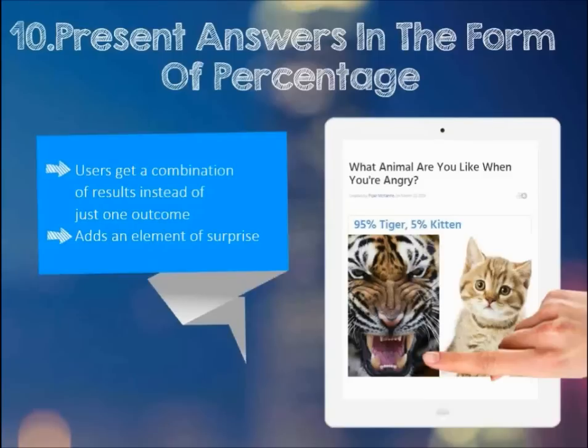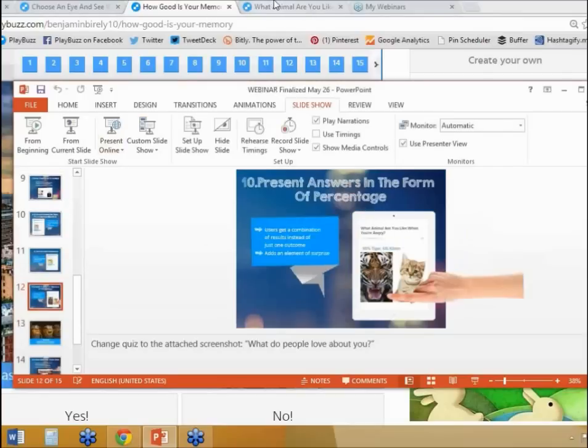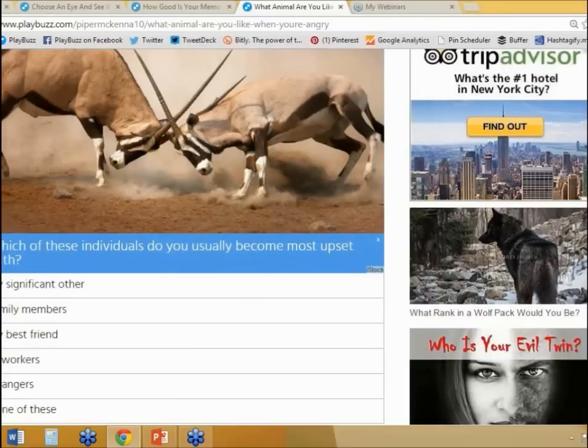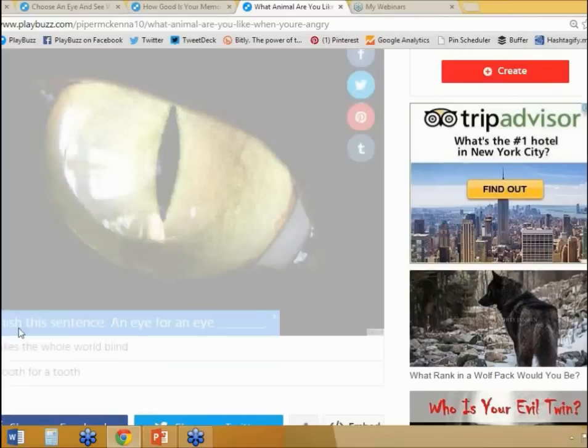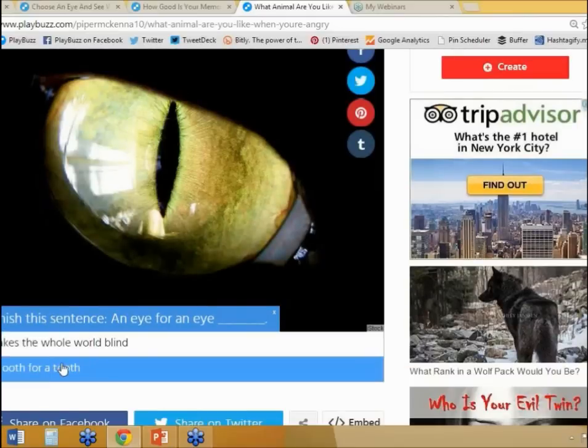And the example that we have here is the "Which animal are you like when you're angry?" quiz. Most users were probably going to expect that they would be told one animal that they act like when they're angry. For example, tiger. But when they got to the final result, as we'll show you here, here's one example. So the user was asked a couple questions about their pattern, how they behave when they're angry. So we're just at the final questions here. Eye for an eye.